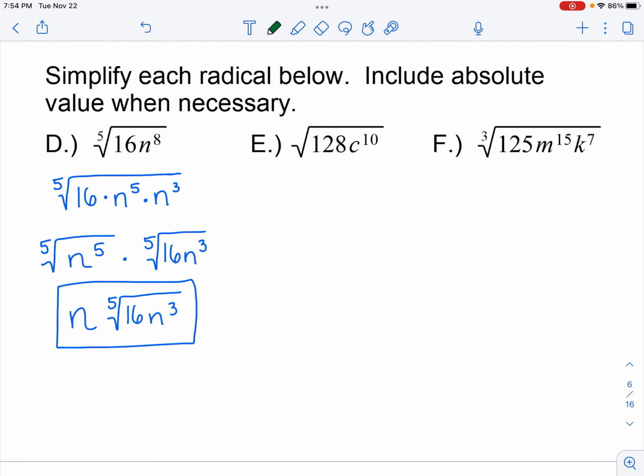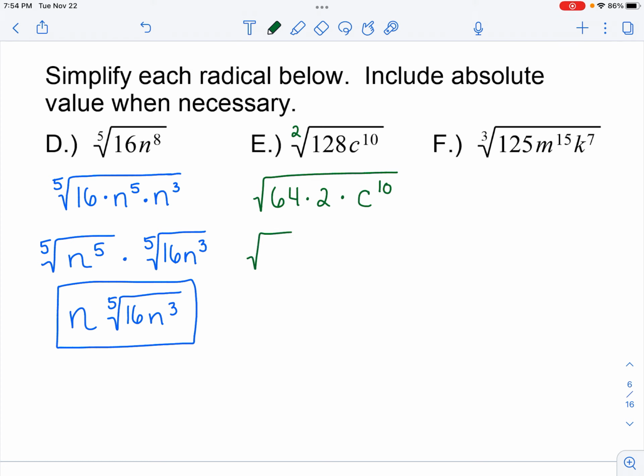E is back to square root, so I want to know what perfect square goes into 128. Now, there are lots of perfect squares that go into 128. I'm going to go with the biggest one possible, which happens to be 64. This is 64 times 2. All right, and then I've got the c to the 10th. Keep in mind, again, there's a 2 here.